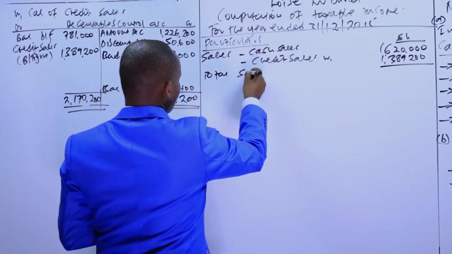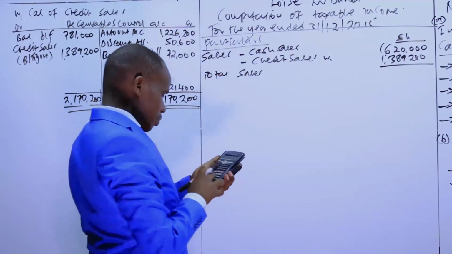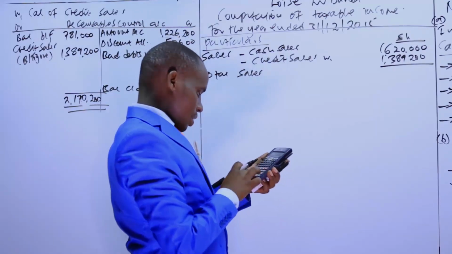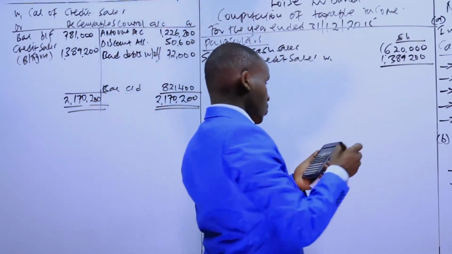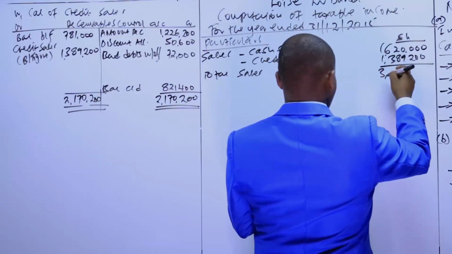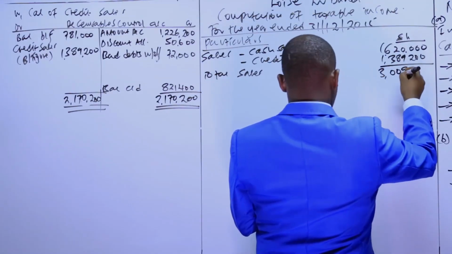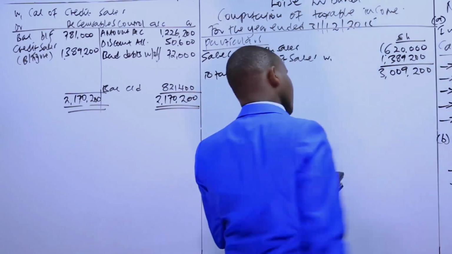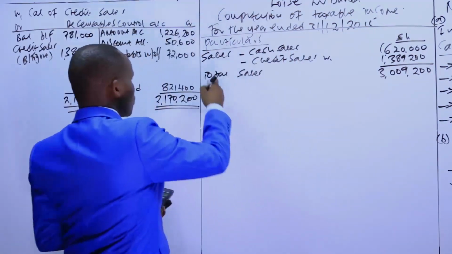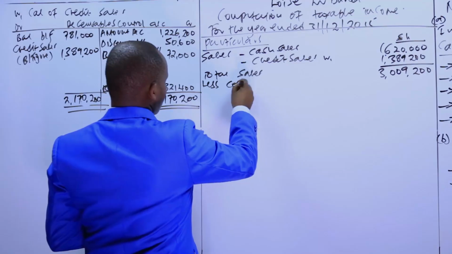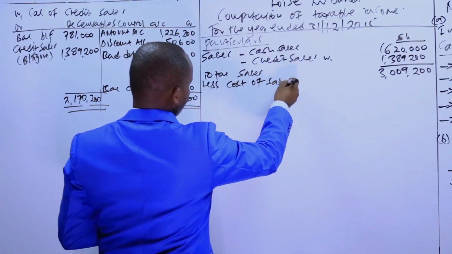Then I get total sales. Total sales is 1,389,200 plus 1,620,000, and you get 3,009,200. Then from there, you less cost of sales.